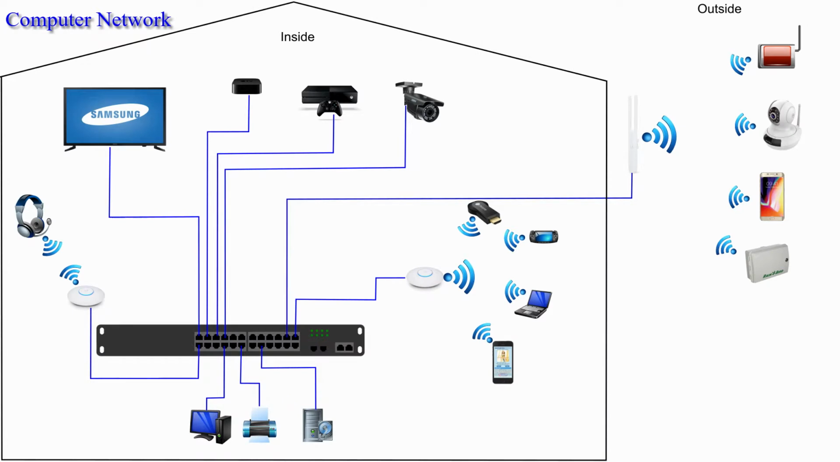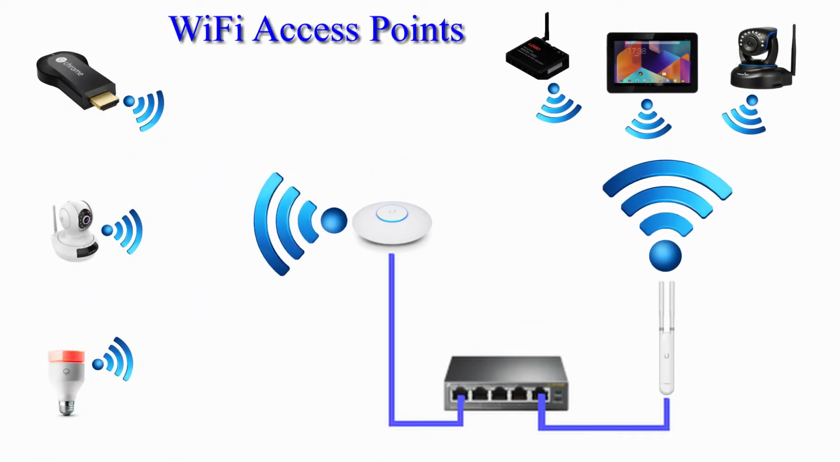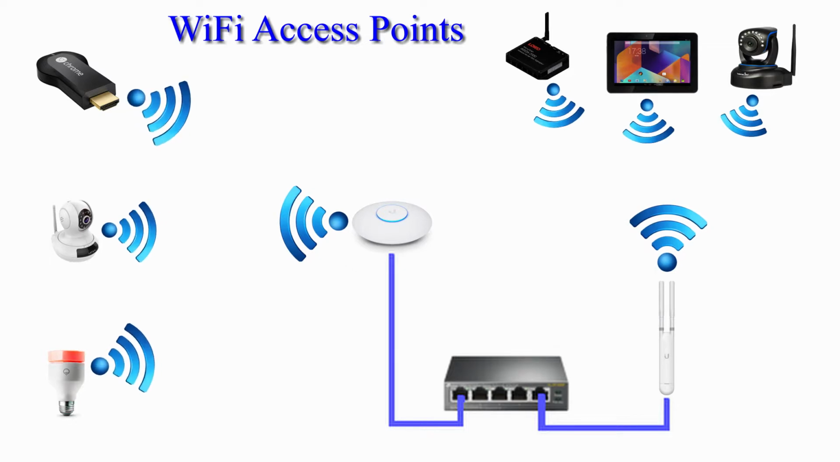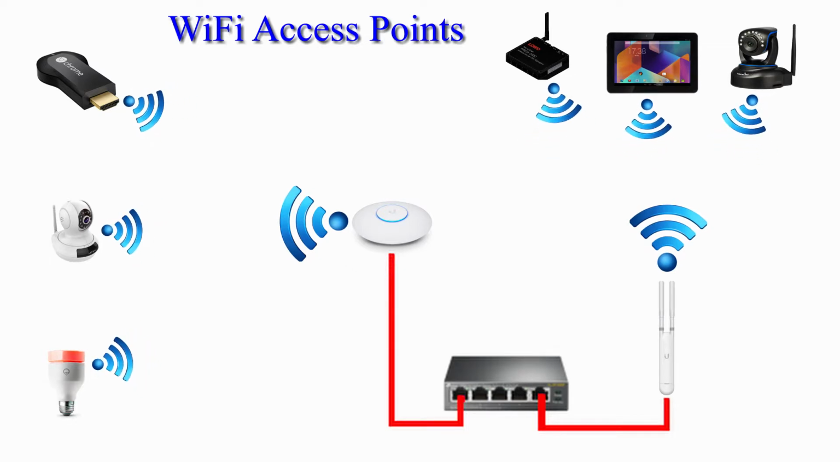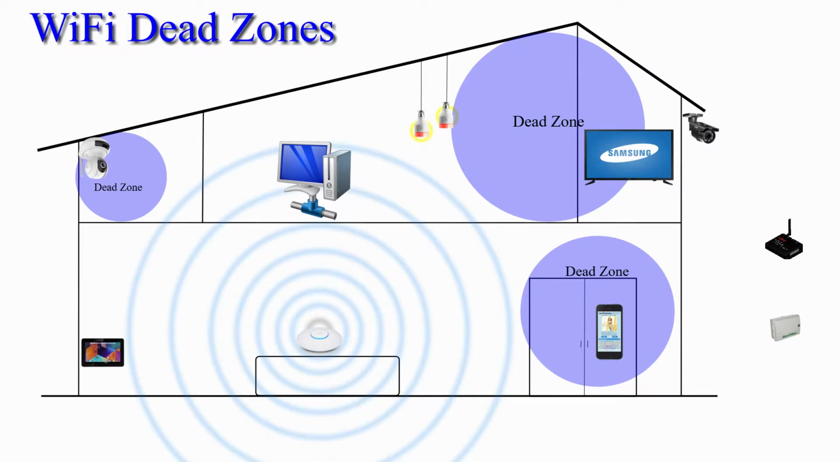How do we connect wireless devices? A wireless access point allows multiple wireless computing devices to connect to a network. It passes data from the wireless device to the switch through an Ethernet cable. One of the big problems with Wi-Fi are dead zones. This is an area in which the signal is very weak or non-existent. Extenders are often used to correct this issue.